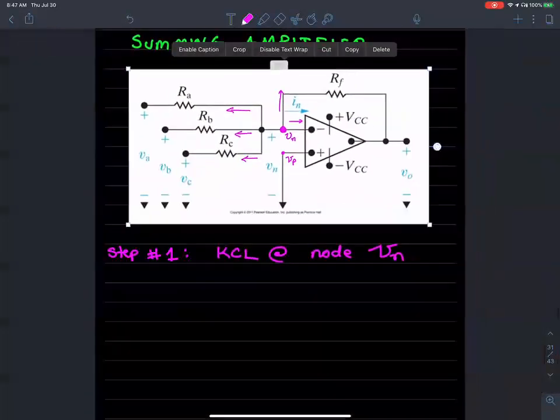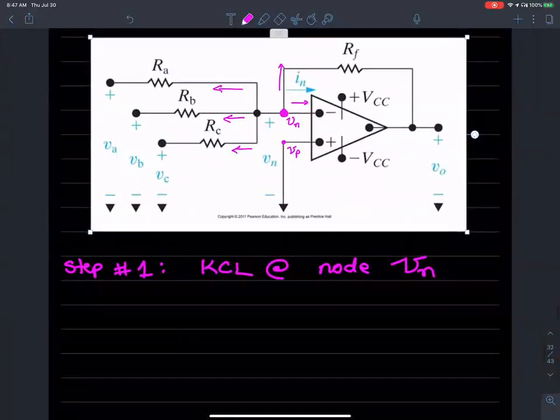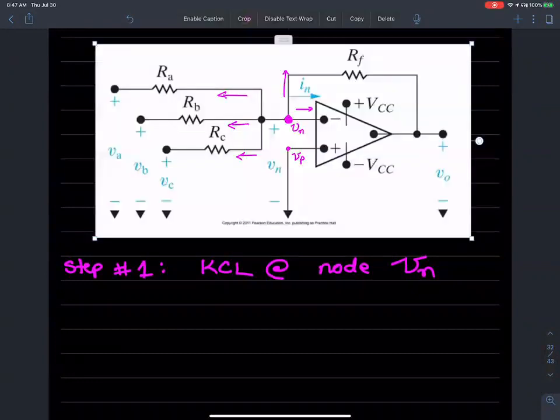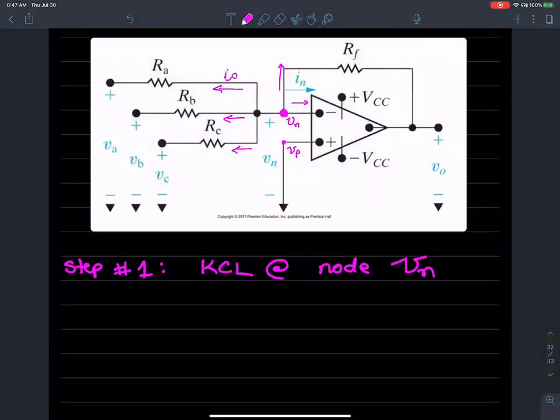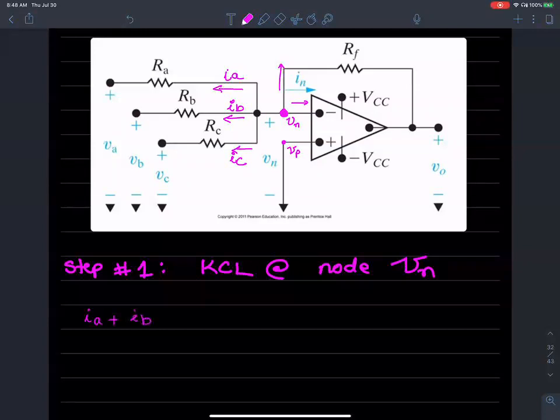Let's see if we can set up those currents. What's the current going in the topmost branch? I'm going to call this IA. The current going in the middle branch is IB, and the current going in the bottommost branch is IC. So IA plus IB plus IC plus IN, that's the current going right, plus IF, that's the current going north, equals 0 is what my KCL tells me.